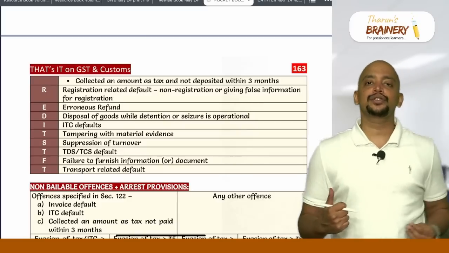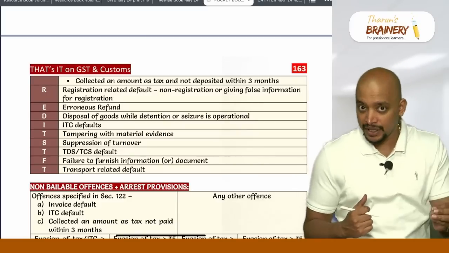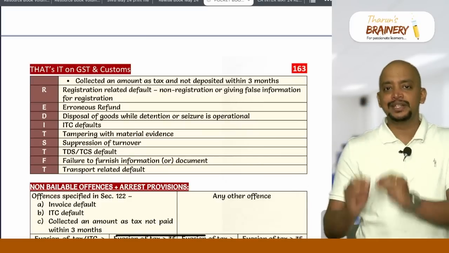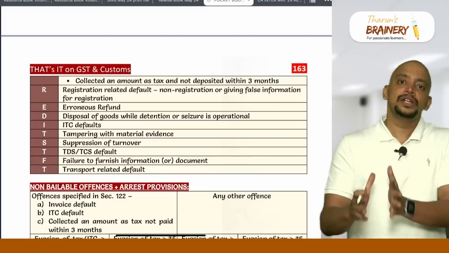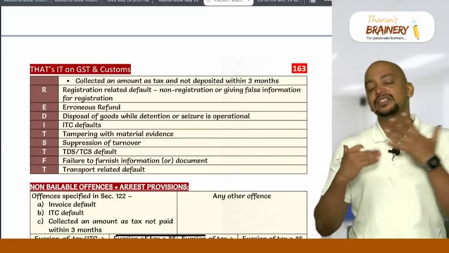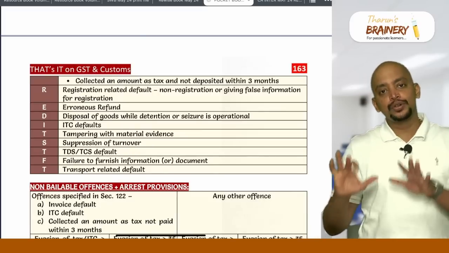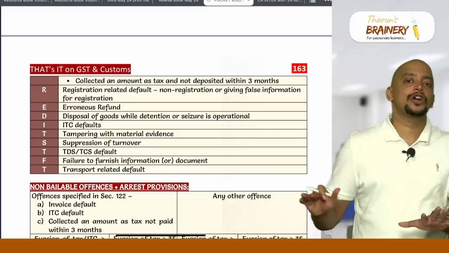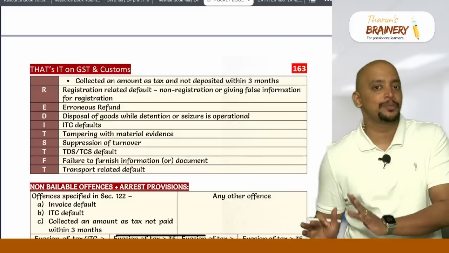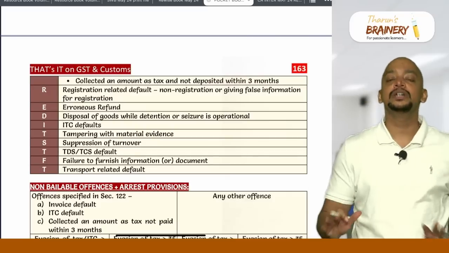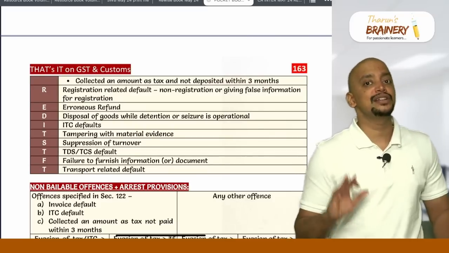So there is a detention order or seizure order that has been given with respect to a person, which means that the goods actually should not be dealt with. Seizure means automatically the possession is taken by the department, whereas detention means the goods will still be in that same place and you should not be touching those goods, dealing with those goods, or selling those goods. That is known as detention or seizure is in operation.